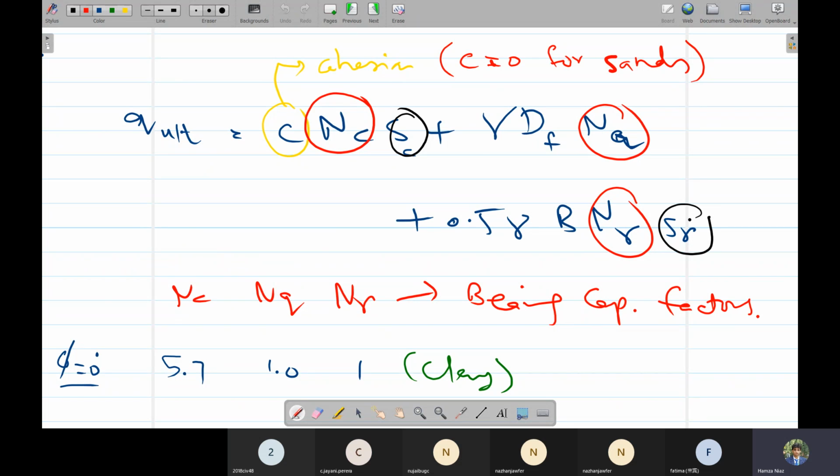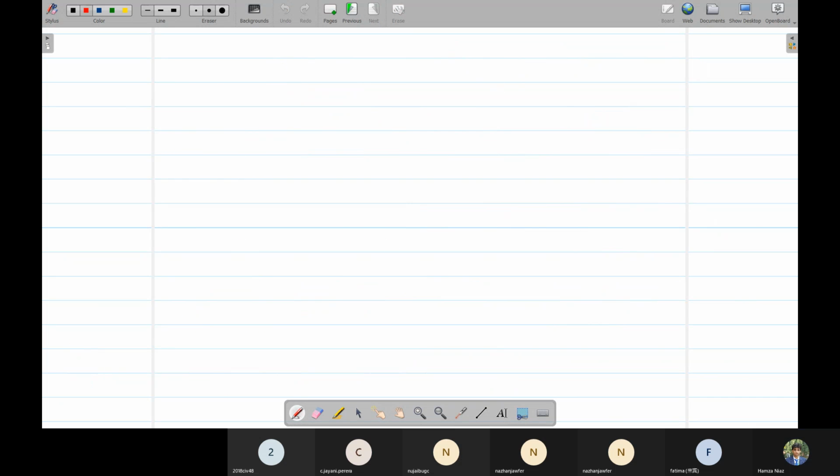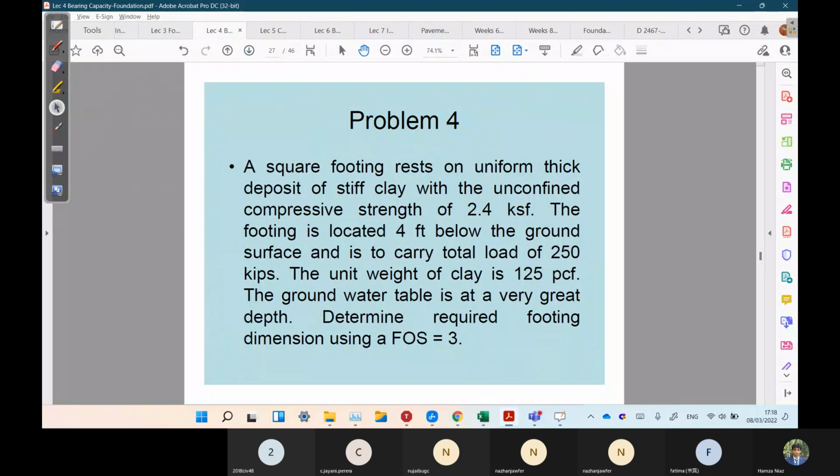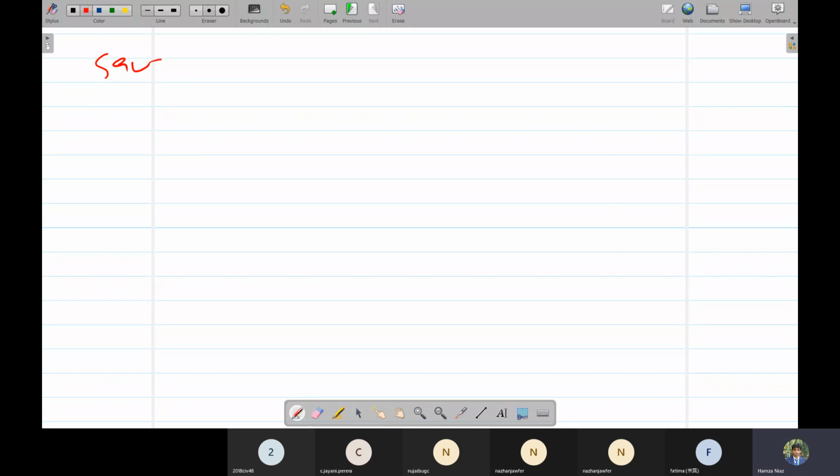Gamma, we know, is the unit weight of soil. Df is depth of footing, B is width of footing. So we have to use these values to calculate the bearing capacities. For example, they're saying a square footing, the first part, a square. So for square, simply write Sc is equal to 1.3, S gamma is equal to 0.8.